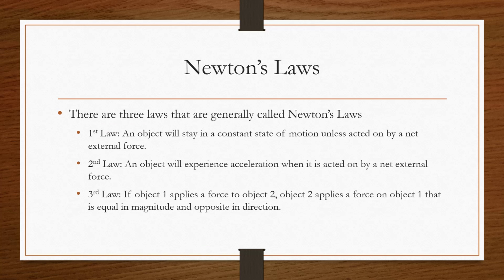So what are Newton's laws? The three laws that we generally call Newton's laws are these three here. The first one is that an object will stay in a constant state of motion unless it's acted on by some net external force. So what this law says is if an object is in motion, it's going to remain in that same state of motion unless some net external force acts on it to change its motion. This is what I would generally call the law of equilibrium. It says that if there is no net external force acting on an object, its motion remains constant.